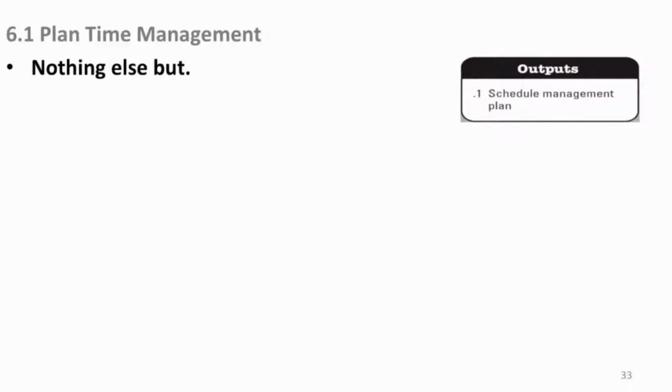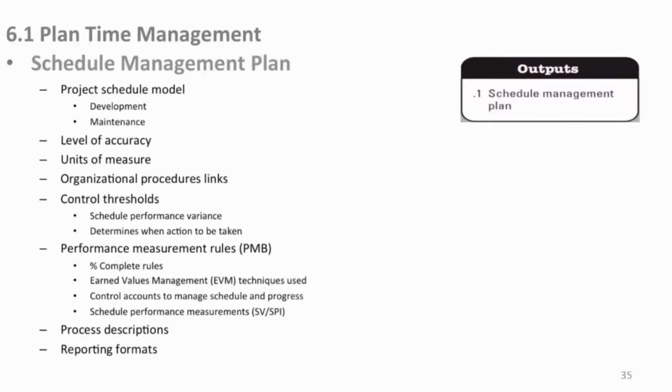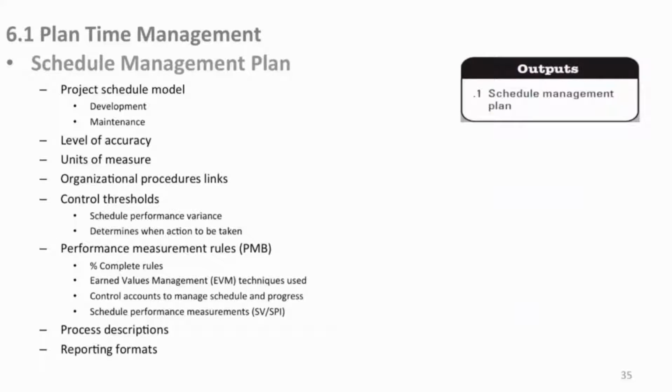Output: the schedule management plan, and nothing but in this one here. So here's one where there's a single output, which is your plan. What is it? A lot of things. The schedule model, the development and the maintenance of your schedule model, the level of accuracy that you expect in it, units of measure you use in there, is it monthly, weekly, whatever it is, organizational procedures, links. Maybe there are some procedures that are obligated by your organization that they expect to see in your time management plan. Control thresholds, schedule performance variance.